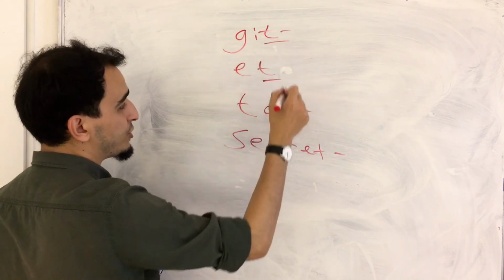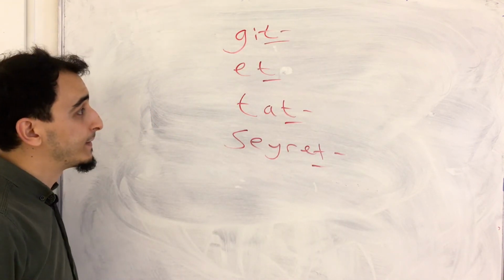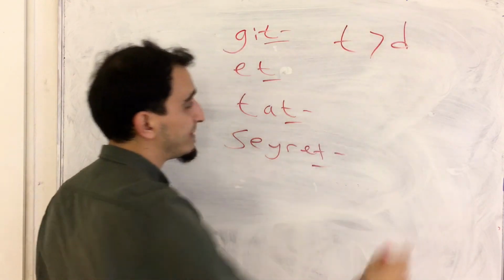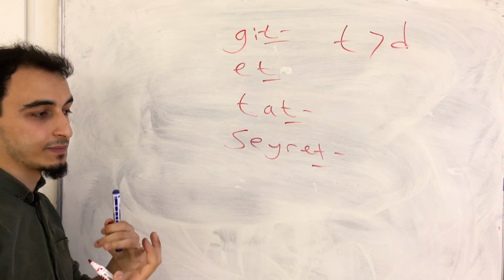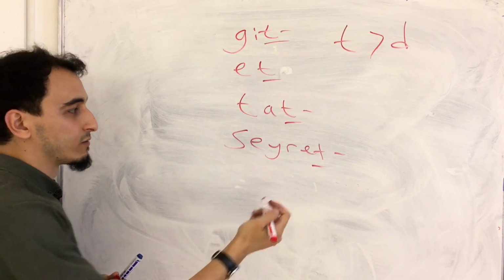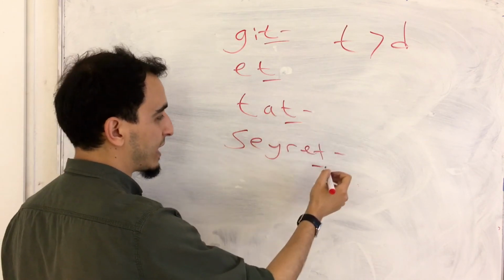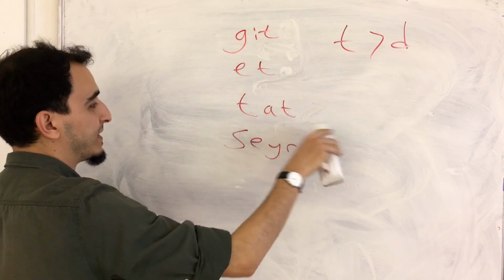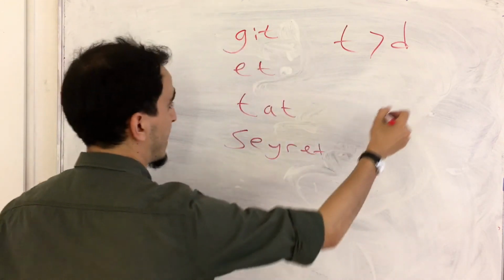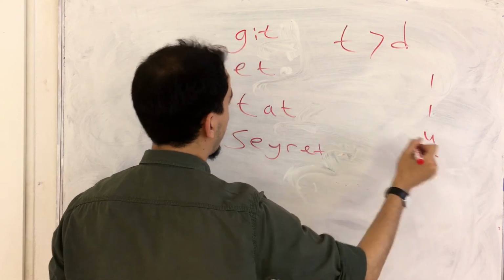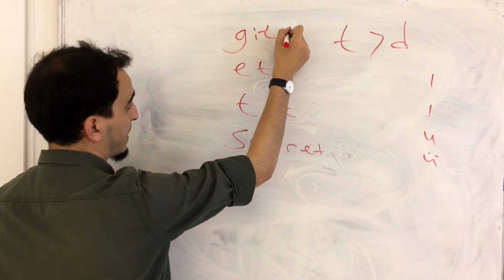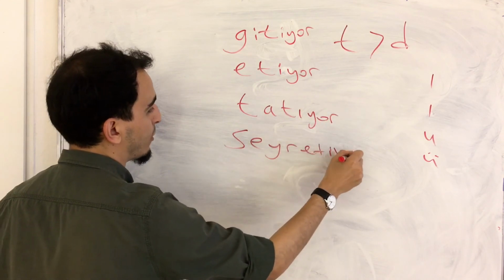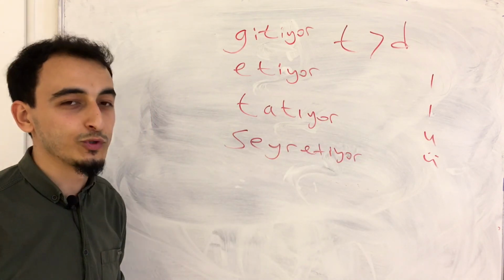So, did you notice they all end in te? And te becomes de when we add the tense yor, of course with helper sound. We don't directly add tatıyor. It doesn't work that way. So let's see the expectation and then reality. So the helper sounds I, U, Ü. Bakalım. I know you expect it to be gidiyor, etiyor, tatıyor, seyretiyor. Wow, it sounded so strange.